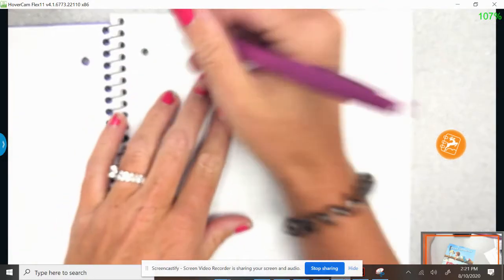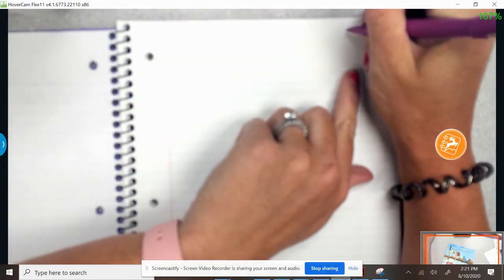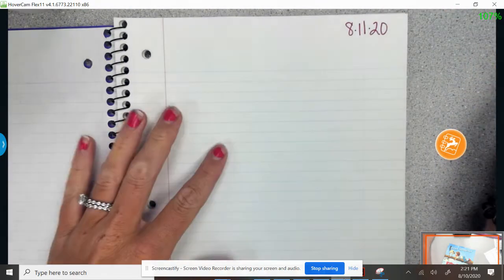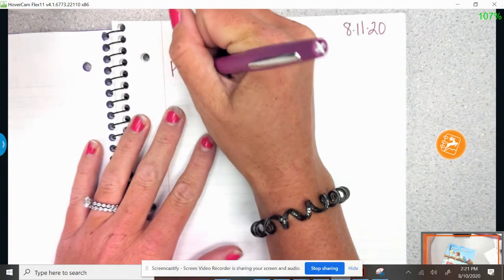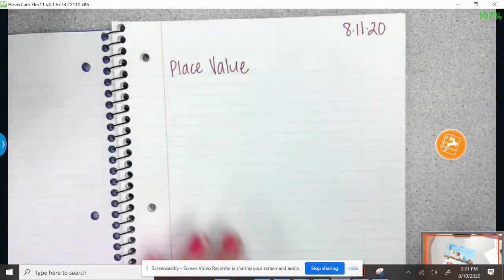Today we are going to learn about place value. So please put the date in the top corner. It should be 8/11/2020. And our topic today is place value, chapter 1, lesson 1.